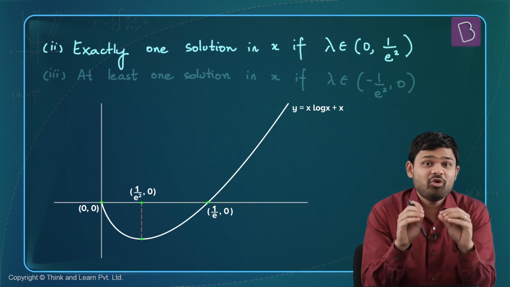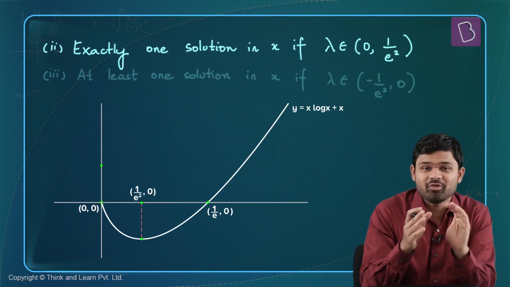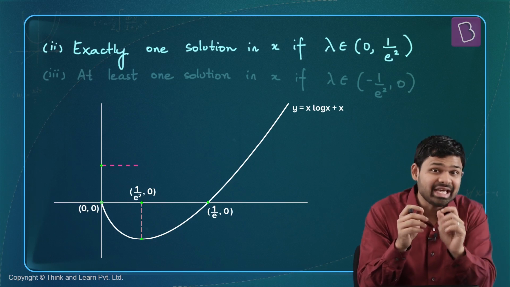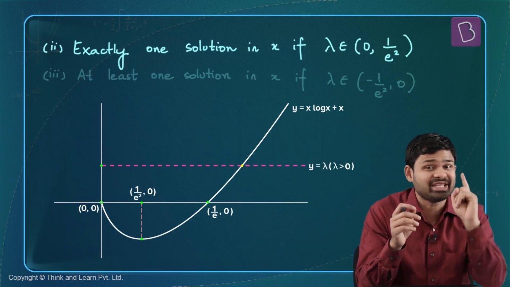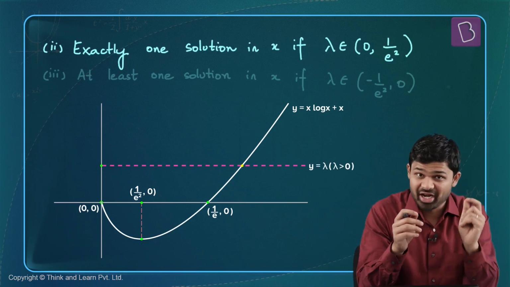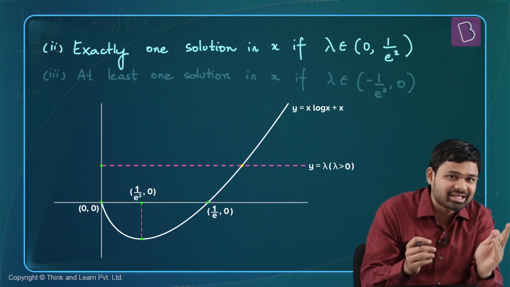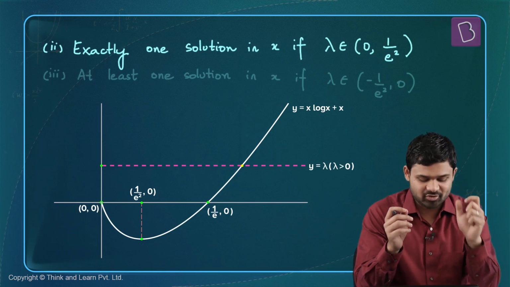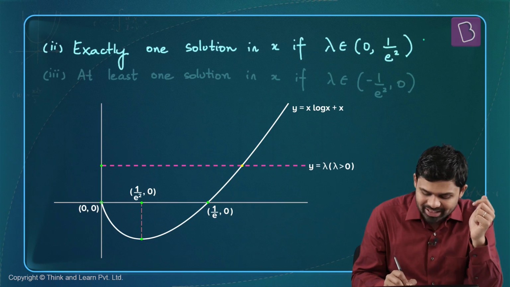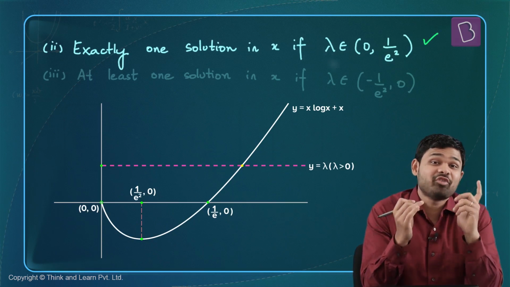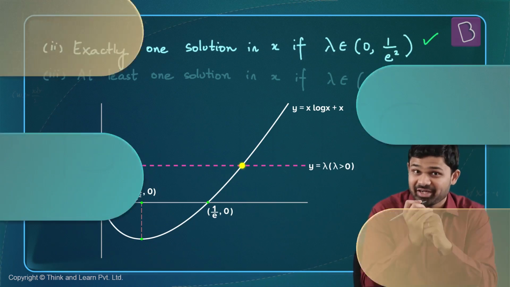So if you put a value of lambda which is positive, what happens? Well, if you put a value of lambda positive, you see that y equal to lambda will intersect this curve at exactly 1 point only. Correct? So exactly at 1 point, y equal to lambda will intersect this curve when lambda is positive. So this means that for a positive lambda, well, 0 to 1 by e square, lambda is positive. For a positive lambda, there is exactly one solution. Correct?